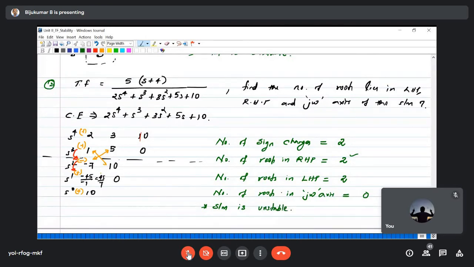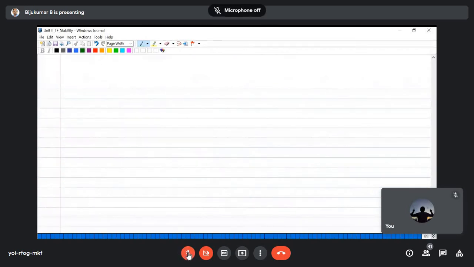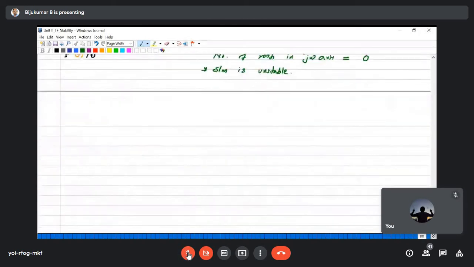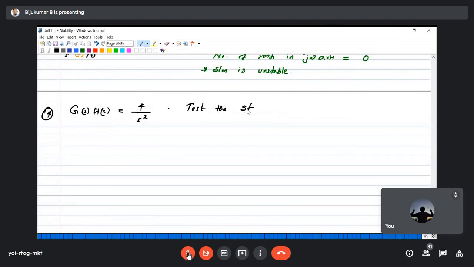Clear? Now we'll do one more problem. Given the open loop transfer function G of s H of s is equal to 4 by s square, the question is to test the stability of the system.